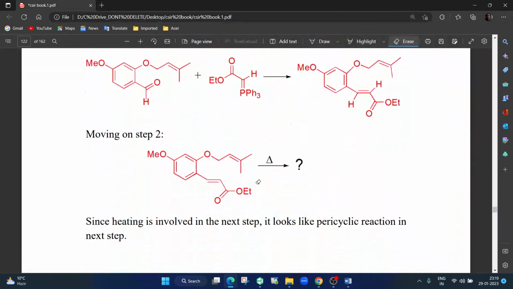Now moving on to step 2. Step 2 is you are heating it again. Generally when you see heat, it has to be some pericyclic reaction. It can be a sigmatropic rearrangement, or it can be a Diels-Alder reaction, or, what did we talk about just now, an electrocyclic reaction. But here, if you see a carbon oxygen bond, generally it will break. It breaks because it will lead to the formation of a carbon oxygen double bond.